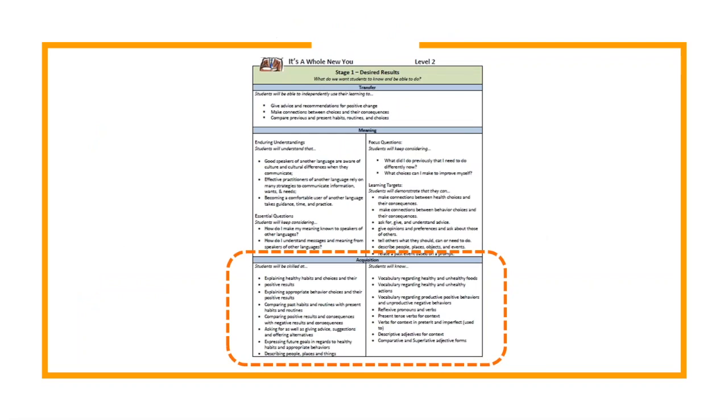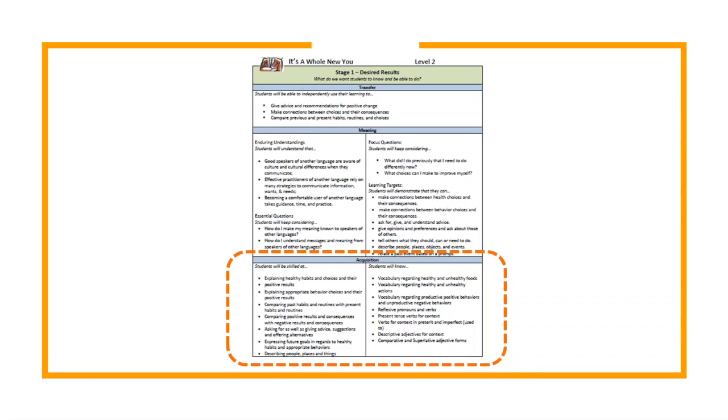So if you look at your filled out unit plan, another reason this is adapted by Greta is that Wiggins and McTighe have "know" on the left side and "skilled at" on the right side, but because we're proficiency focused, I want the skilled part to come up first. I want you to see what they need to be able to do in the language with what they know.